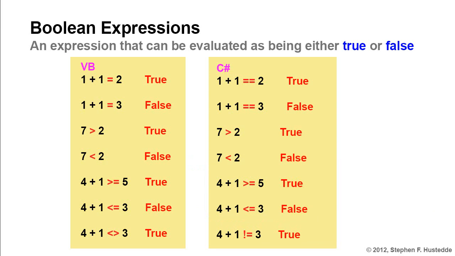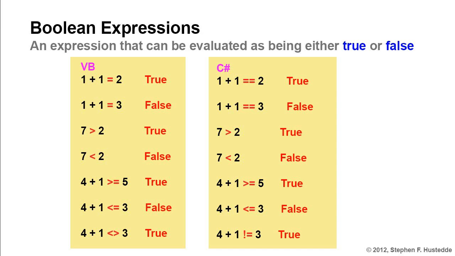It doesn't confuse the Boolean operator of equals with the assignment operator, and so in doing a Boolean evaluation, they use two equal signs. So does 1 plus 1 equals 2 is a true statement. 1 plus 1 equals 3 is a false statement. So a little gotcha to be aware of on the C# side.